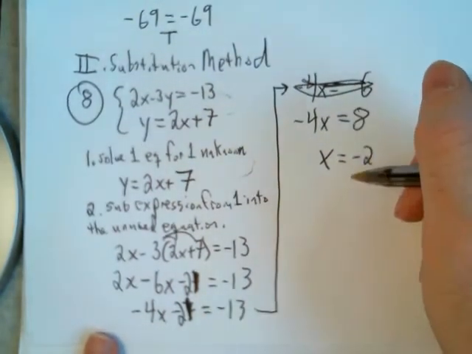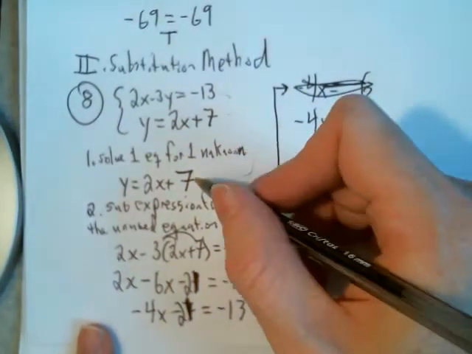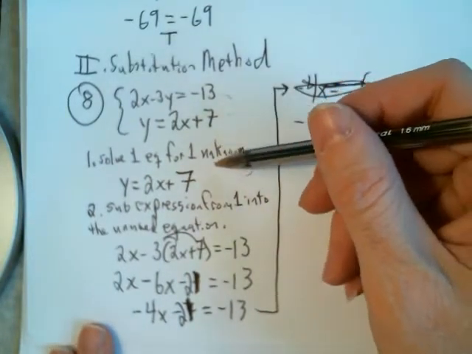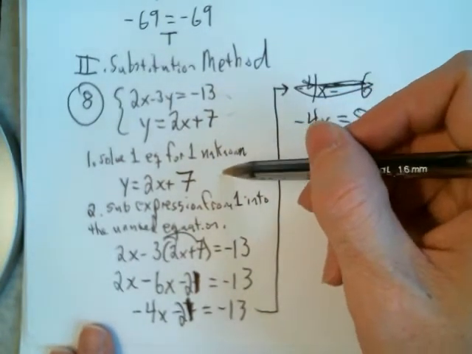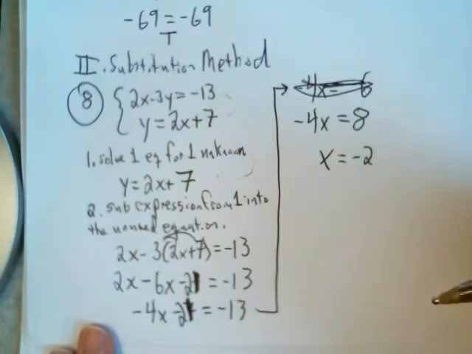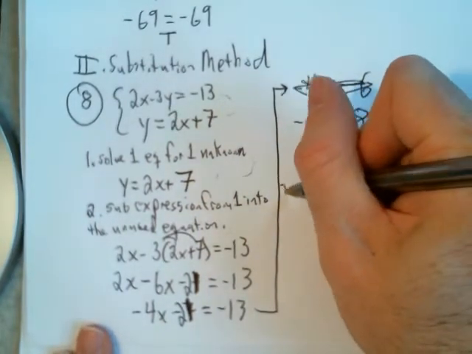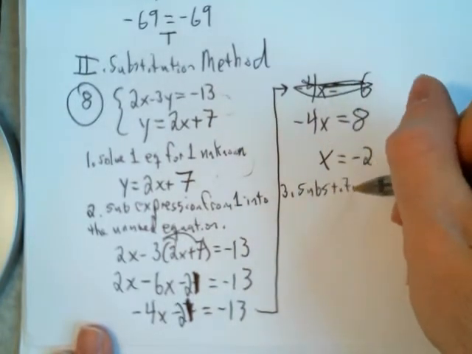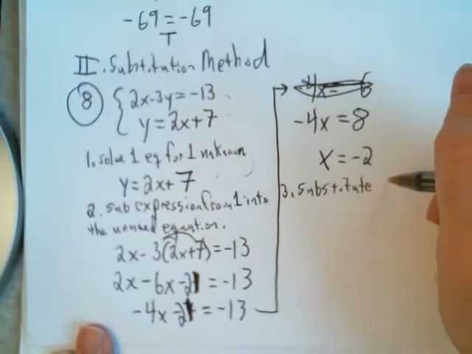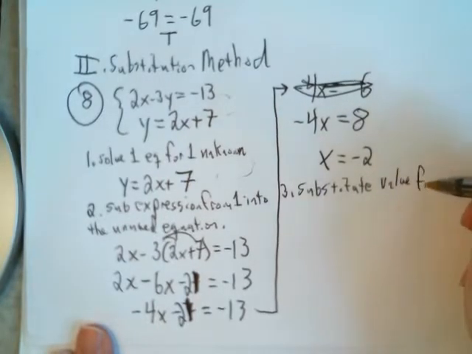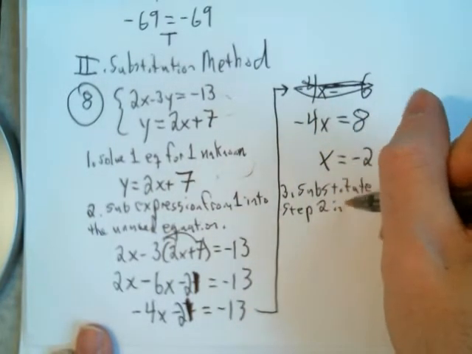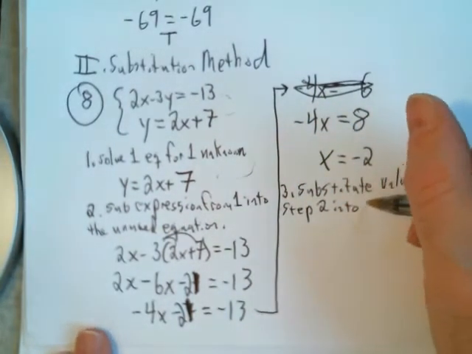Once you get this, you're going to substitute it back into either equation that has 2 unknowns, but it's better to use the equation from step 1 because it's already worked out. So I'll just say substitute our value from step 2 into the equation from step 1.